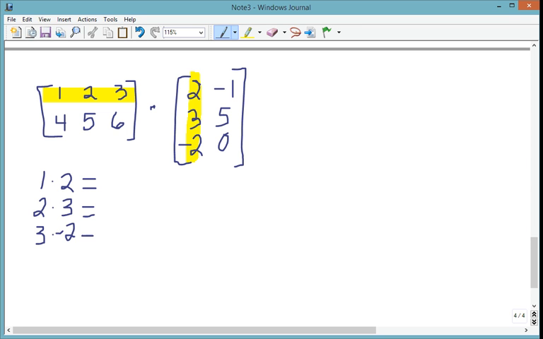So I'm going to multiply each of these together. 1 times 2 is 2. 2 times 3 is 6. 3 times negative 2 is negative 6. Then I'm going to add them up. Okay? So that's going to add up to 2. Alright, so I use first row, first column. So in my answer, first row, first column is a 2.